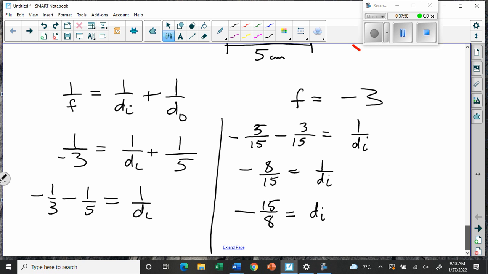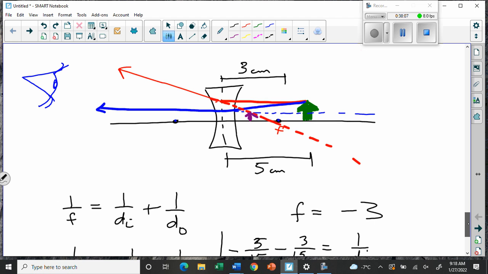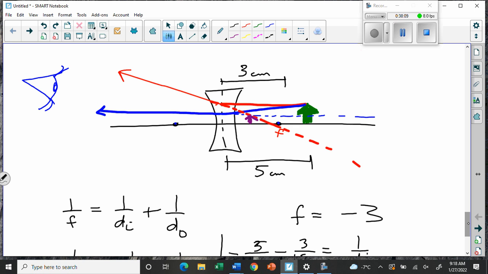1.875. So we'll call it 1.88 di. Well, let's go see if that makes sense from the picture. Well, kind of, doesn't it? Look how close it is here. That could be 1.88 with our other numbers. That sort of makes sense, right?